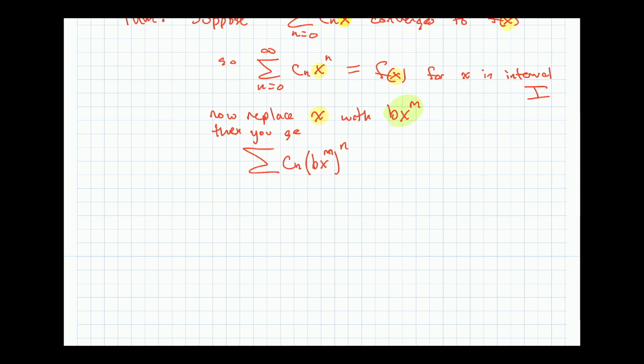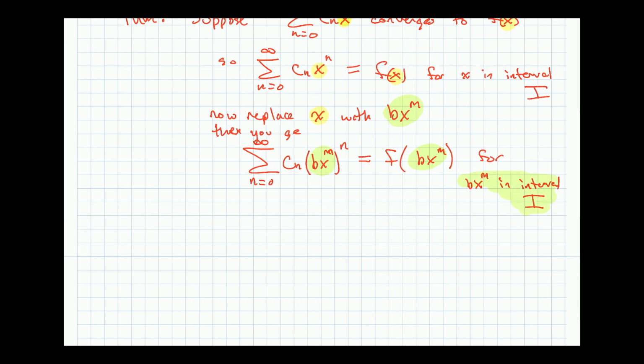And what is that going to converge to, though? That's the question, right? Or even does it converge? Well, guess what? It will converge. What it will converge to is f of bx to the m, and it will be for, not for x in the interval I, it'll be for bx to the m in interval I.